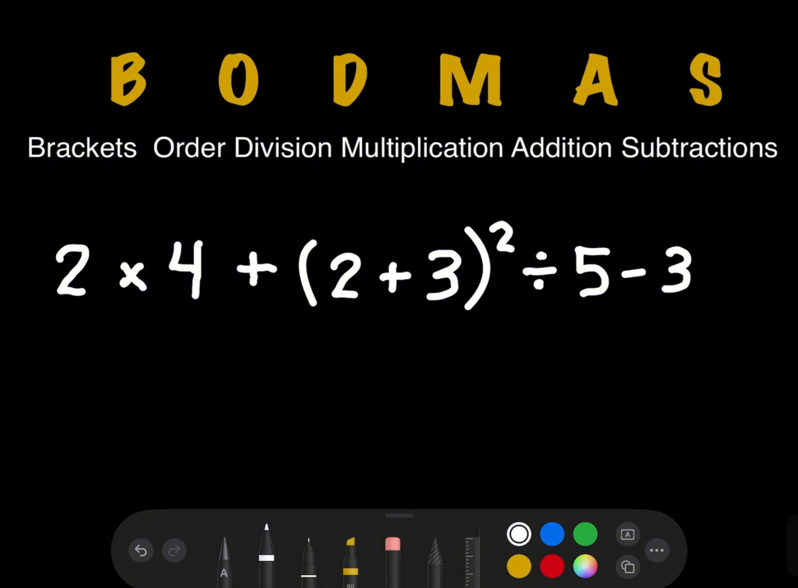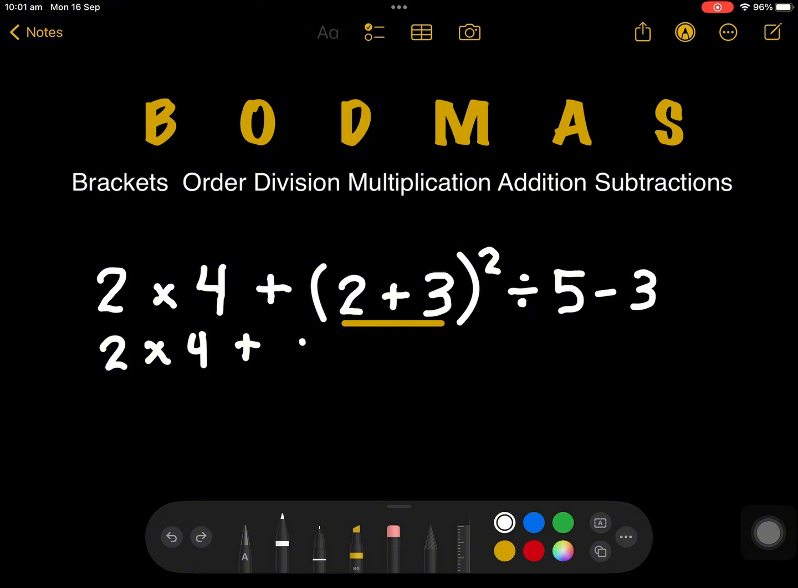So in this case, if we have 2 times 4 plus quantity 2 plus 3 squared divided by 5 minus 3, we have to simplify first the number inside the bracket, which is 2 plus 3. So 2 plus 3 is 5. So we just copy 2 times 4 plus, and 2 plus 3 is 5, so we have to put the bracket on it and then put the square divided by 5 minus 3. So we simplify the bracket first.